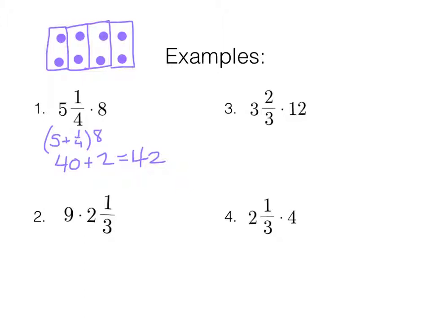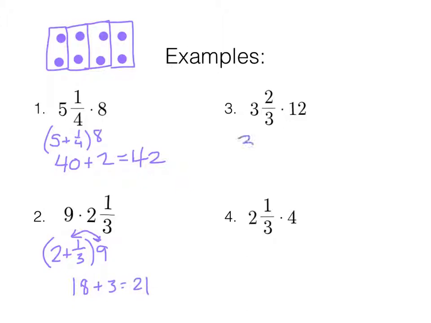9 times 2 1/3. So 2 1/3 times 9. I can use my commutative property. I can switch the order of multiplying these two things if I want. So 2 9s is 18. 1/3 of a 9 is 3, so 21.